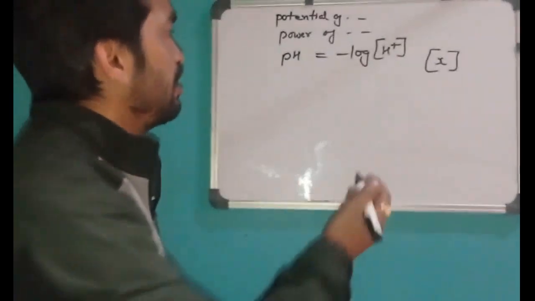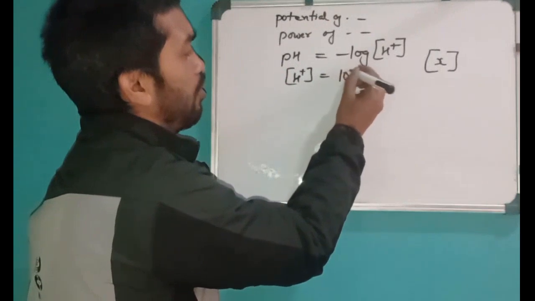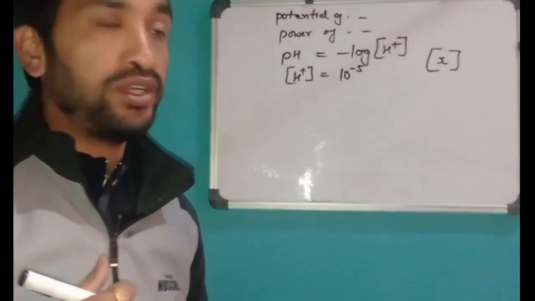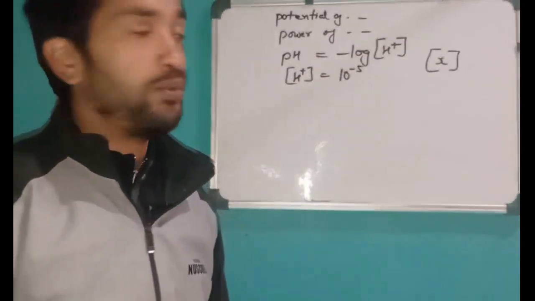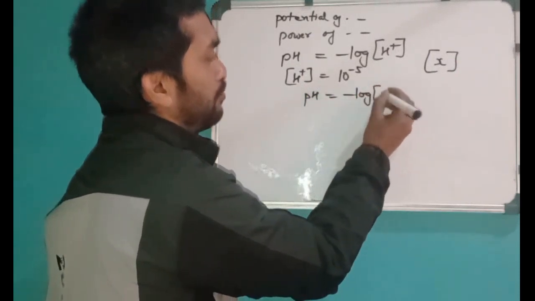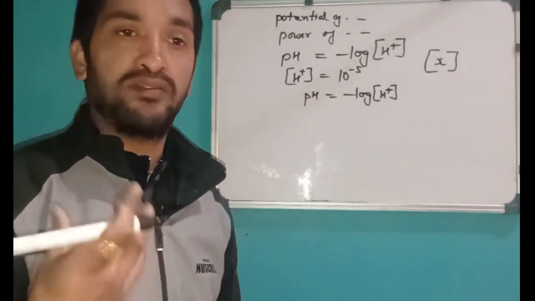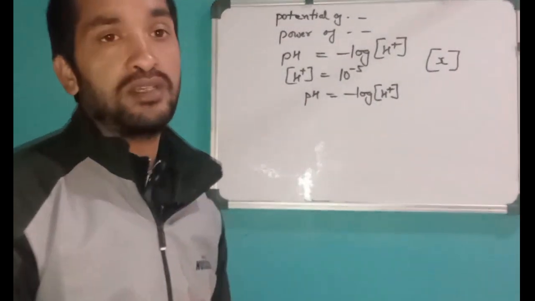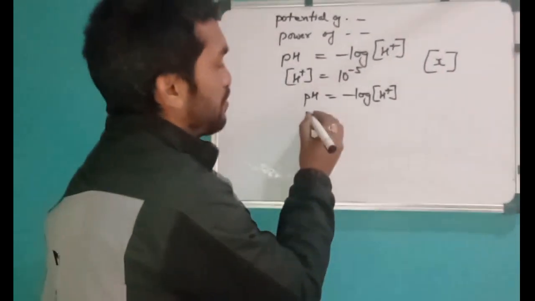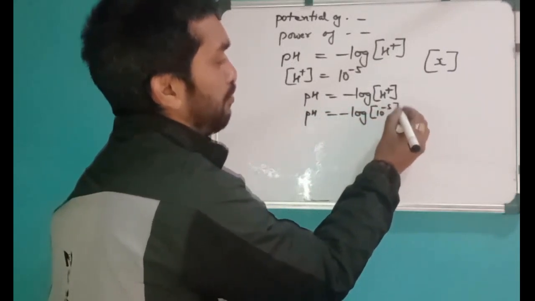Let's take a short example. Suppose the H plus ion concentration that you are getting somewhere in your reaction is 10 to the power minus 5. Then what you are going to do is substitute the value in the formula. The formula says pH is equal to minus log H plus ion concentration. Whenever you are doing calculation, whether in mathematics, chemistry or physics, do not skip the formula. It is compulsory to write the formula. So after this, substitute the value: pH equals minus log 10 to the power minus 5.